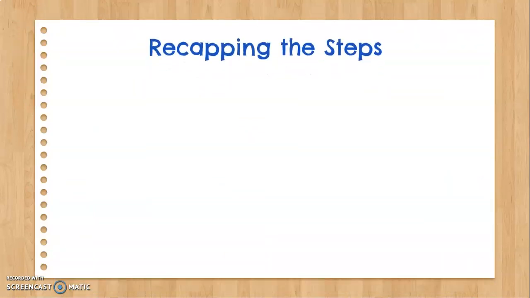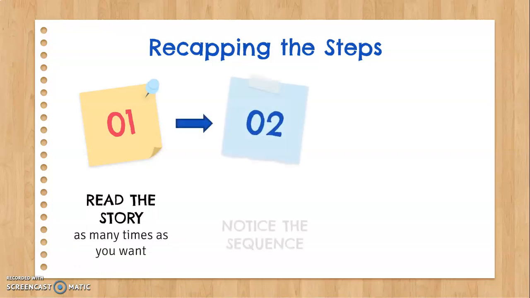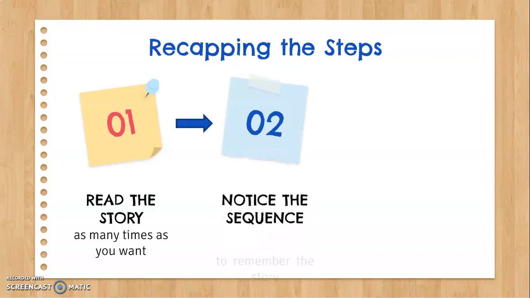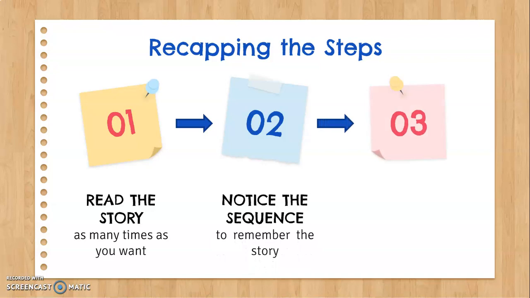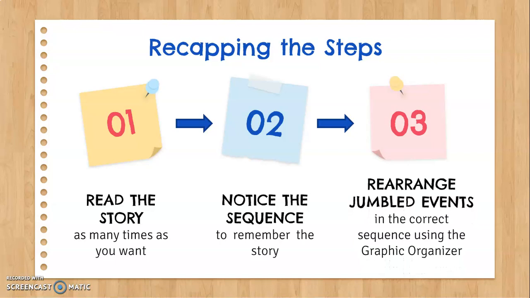Now let's recap the steps. Step number 1. Read the story as many times as you want. Number 2. Notice the sequence to remember the story. Number 3. Rearrange jumbled events in the correct sequence using the graphic organizer.